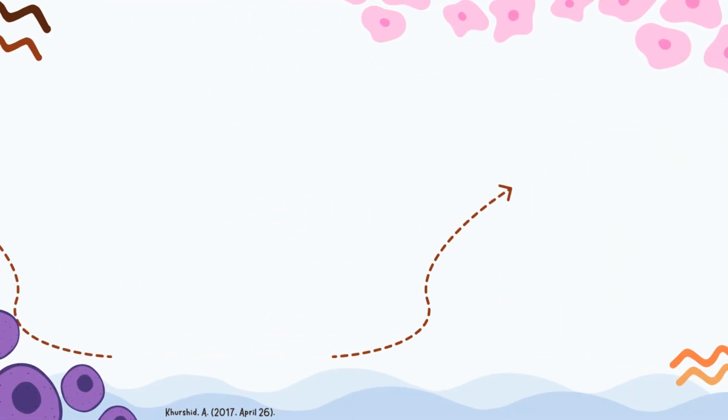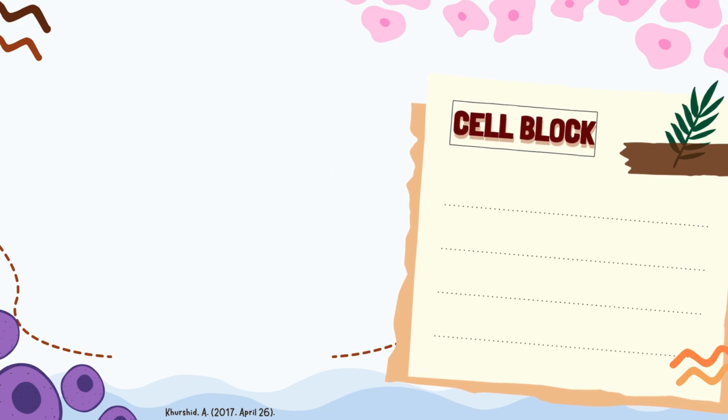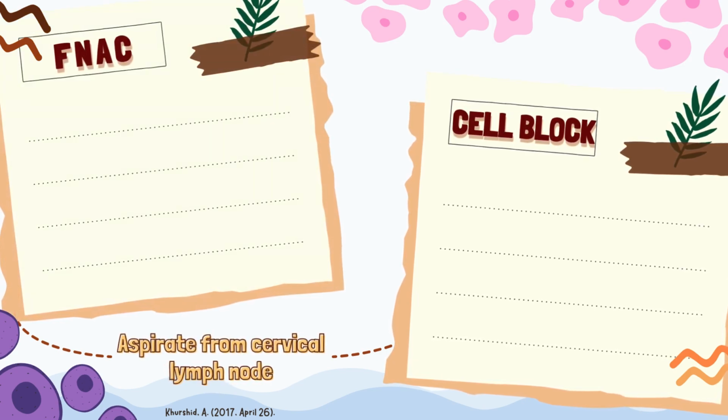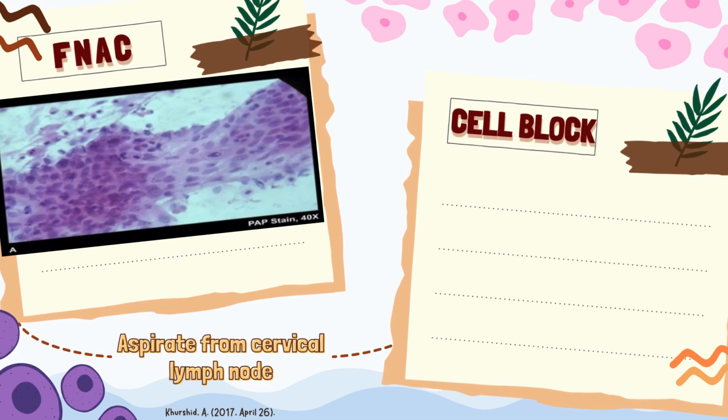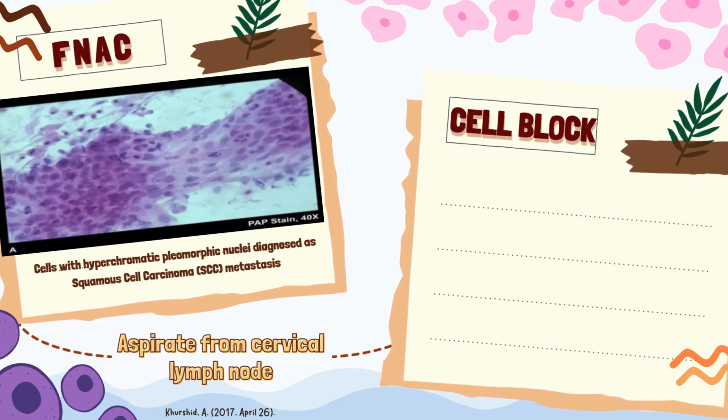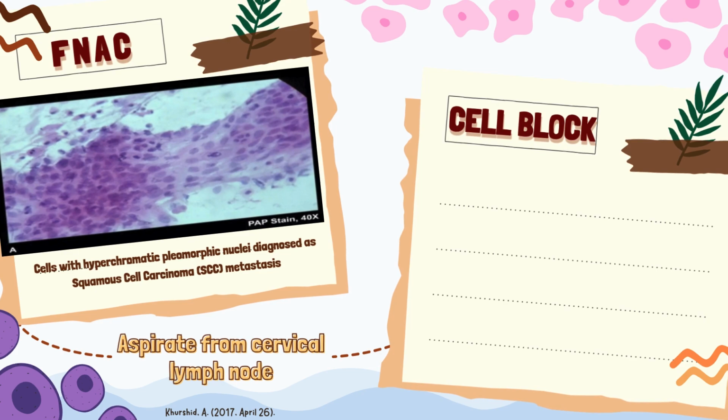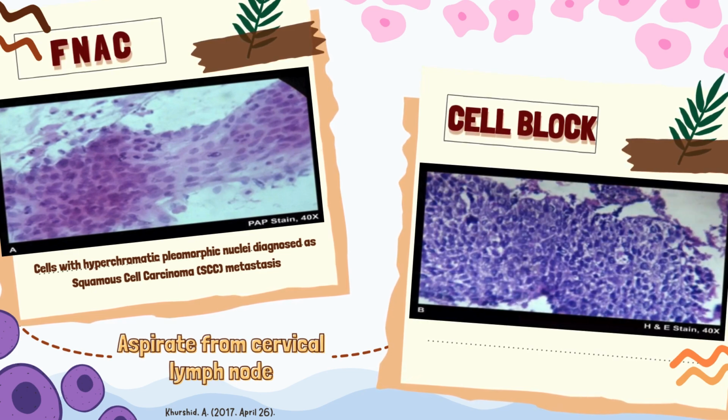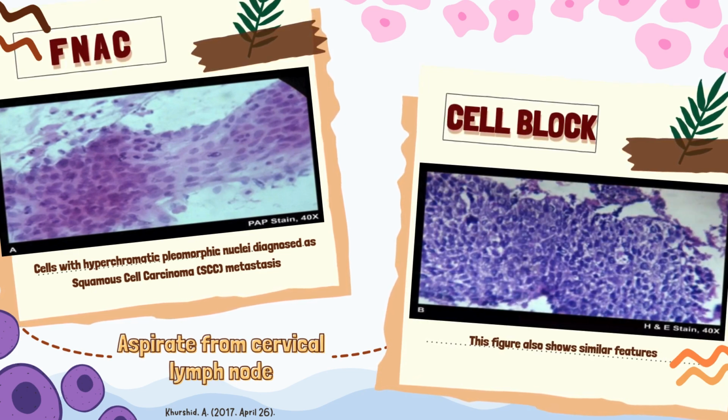Next, this is an example picture from a cell block and also an FNAC smear from aspirate of a cervical lymph node. The first figure is FNAC that shows cells with hyperchromatic pleomorphic nuclei that were diagnosed as metastasized SCC. The second figure is the cell block from the same sample that also displays similar malignant features.